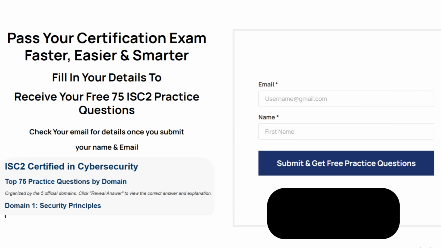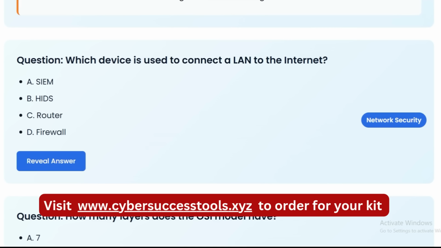It's security information and event management tool. HIDS, host intrusion detection system. Router, we know what a router is for, routing networks. And firewalls for regulation. So obviously, from just understanding the meaning of these terms, what the device is, what the answer is, it's a router.